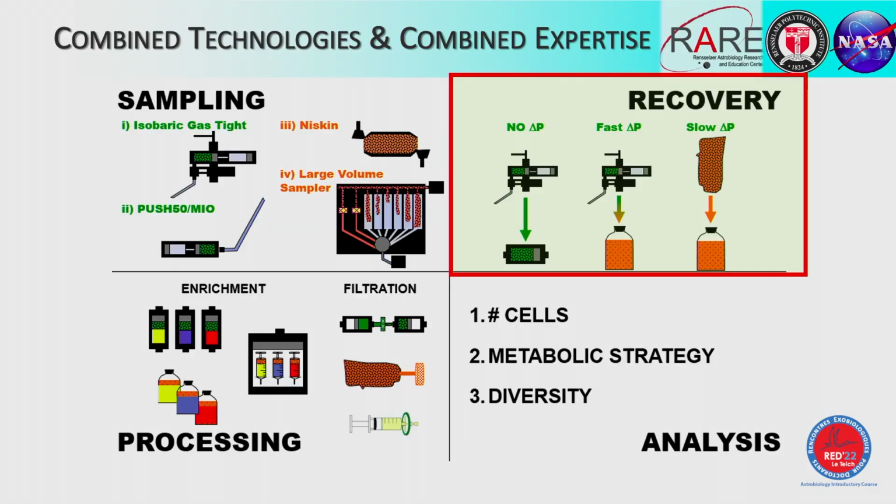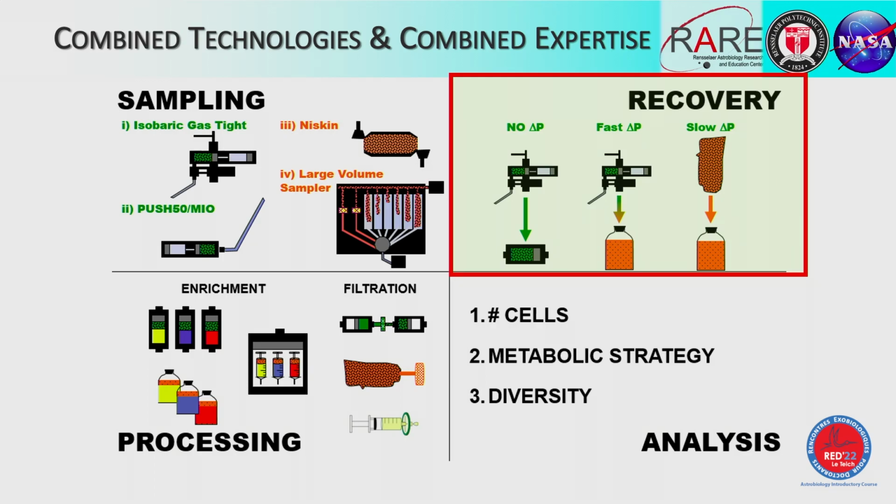So once we sampled, we had the recovery process. As I said, we had 3 steps: no decompression at all, fast decompression and slow decompression. And for the no decompression part, we used a Nautile pressure transfer line.